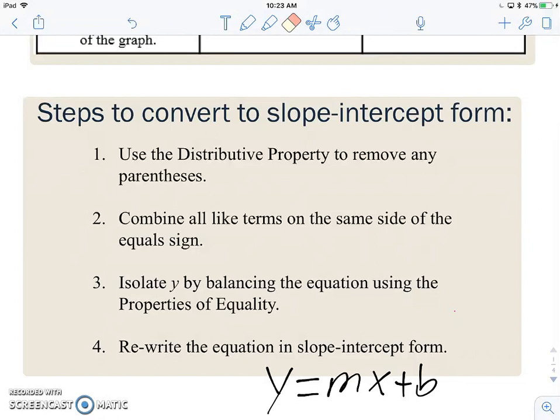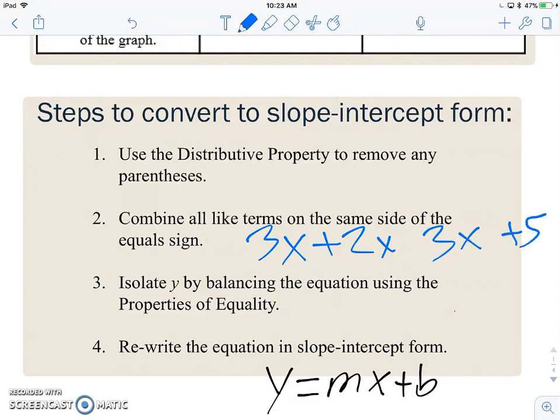So step one is use the distributive property to remove any parentheses. Step two, combine all like terms. Remember, a like term has the same variable or is a constant. So 3x can be added with 2x, but 3x cannot be added with, say, a plus 5. So we would have to leave that just as 3x plus 5, where 3x plus 2x could be combined to be 5x. So there's the difference.